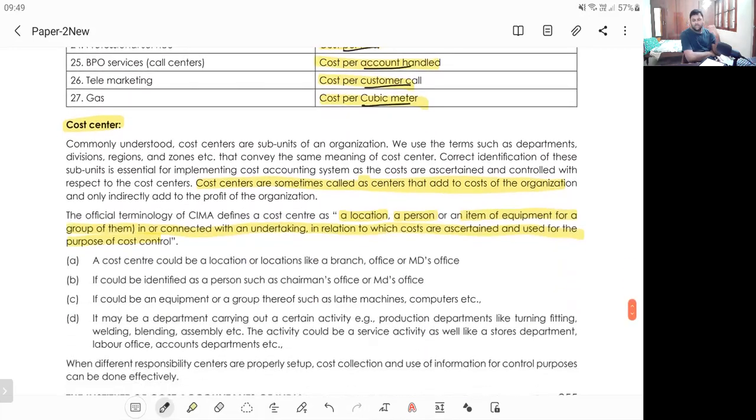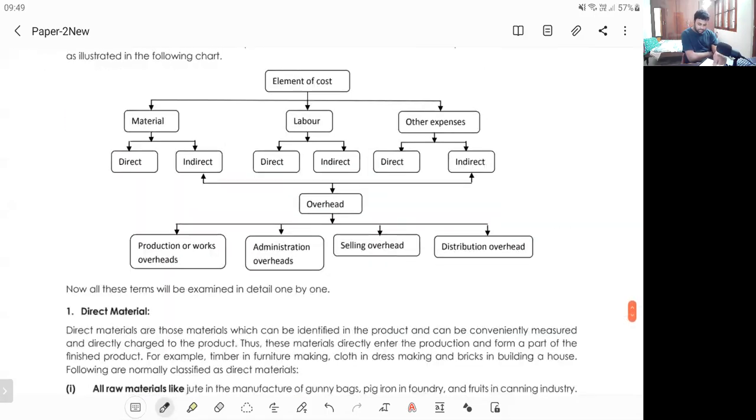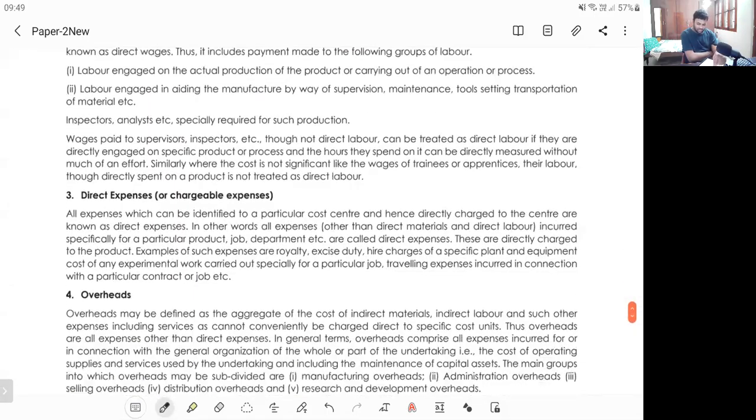Next we have cost centers. Cost centers means a center where cost is incurred. A center where cost is incurred is called a cost center. Production cost center, service cost center, administration cost center, selling cost center, distribution cost center, all those things. So this is the entire thing regarding costing what we have done.